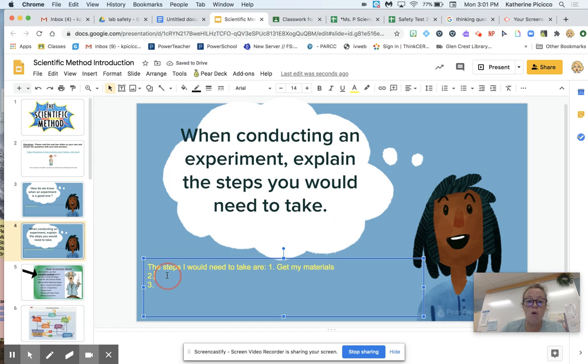Okay, and then you would go on. What's the next thing that you would have to do? So think about any experiment that you might do, maybe that you've done in a science class before, or you've done at home, or you've done in elementary school. What kind of things did you have to do? Okay, so just try your best to answer this question.